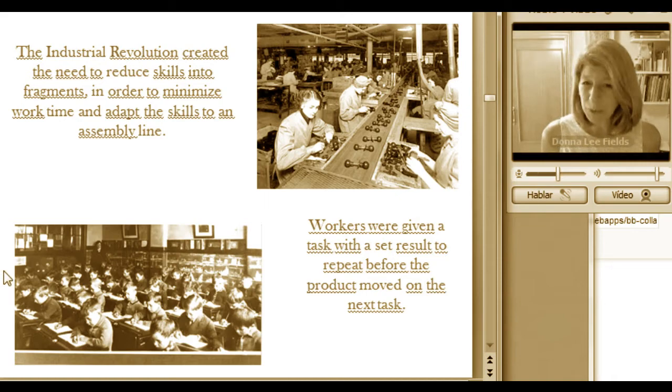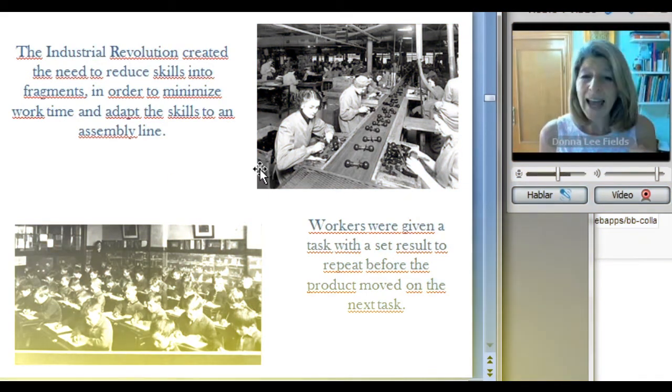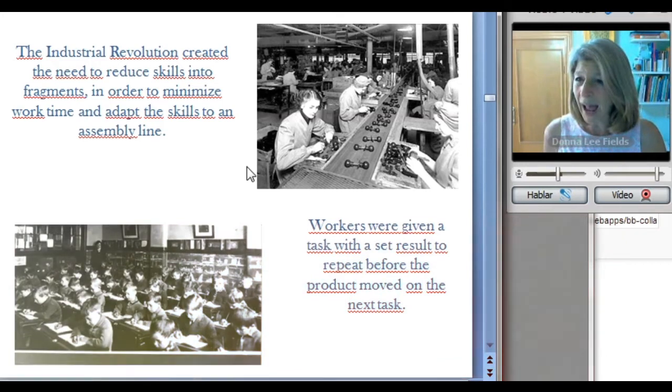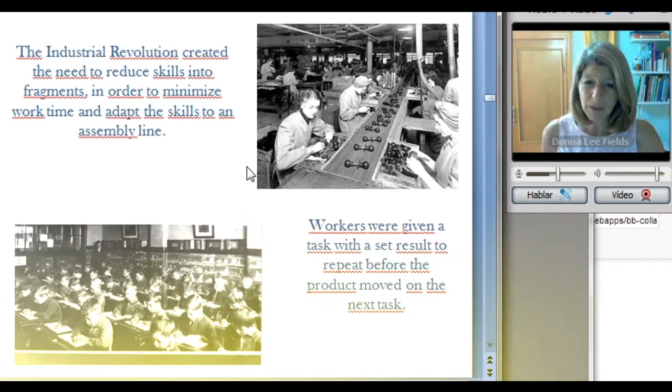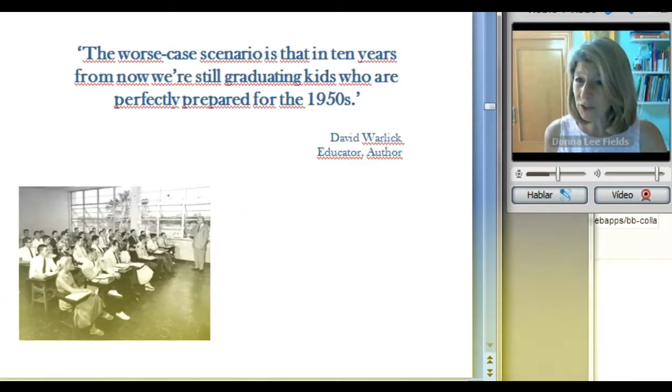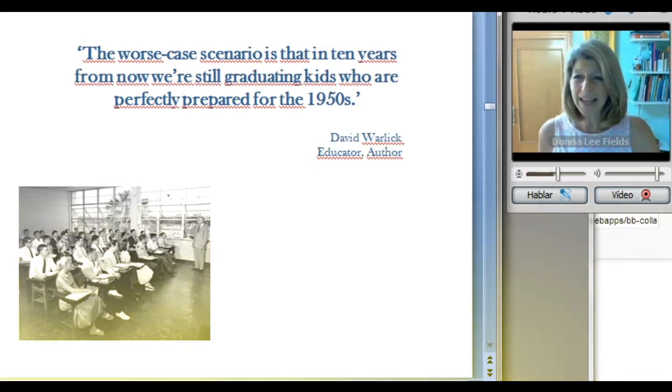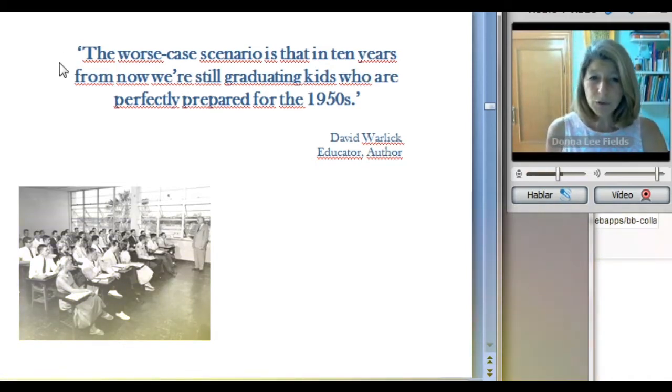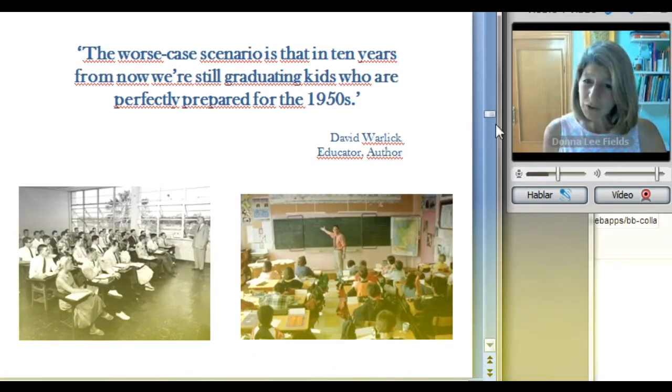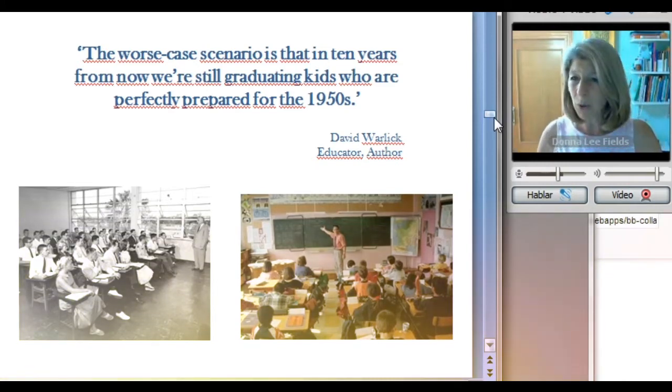We want factory workers who will go into the factories and already be used to sitting for hours on end and not have liberty to do what they want and be used to routines, doing the same things over and over again. But even though some of our students may turn into factory workers, I think we want to let them have options in this. This is a wonderful quote. The worst case scenario is that in 10 years from now, we're still graduating kids who are perfectly prepared for the 1950s. And indeed, if you look into the classrooms, there are still so many teachers standing in front of their students and talking to them all day long.